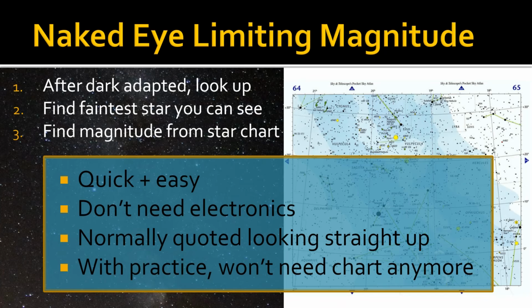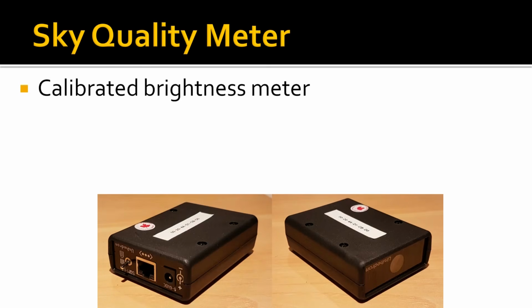Although this method is less subjective than the Bortle scale, it is still dependent on the visual acuity of the observer. If you instead want a completely objective evaluation of your sky's darkness, you will need a sky quality meter. A sky quality meter, or SQM for short, is essentially a calibrated brightness meter, similar to the exposure meters that photographers used to use in the olden days.